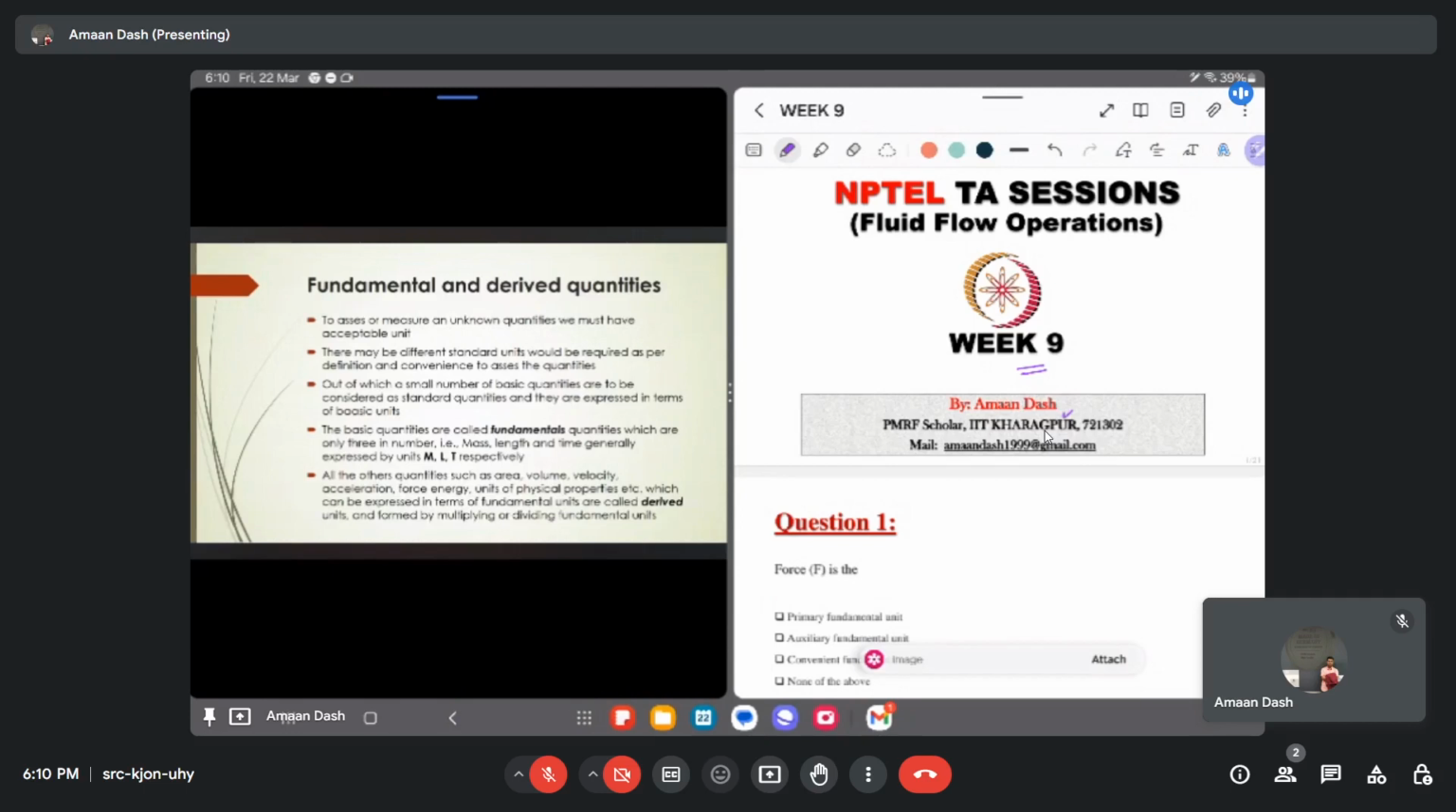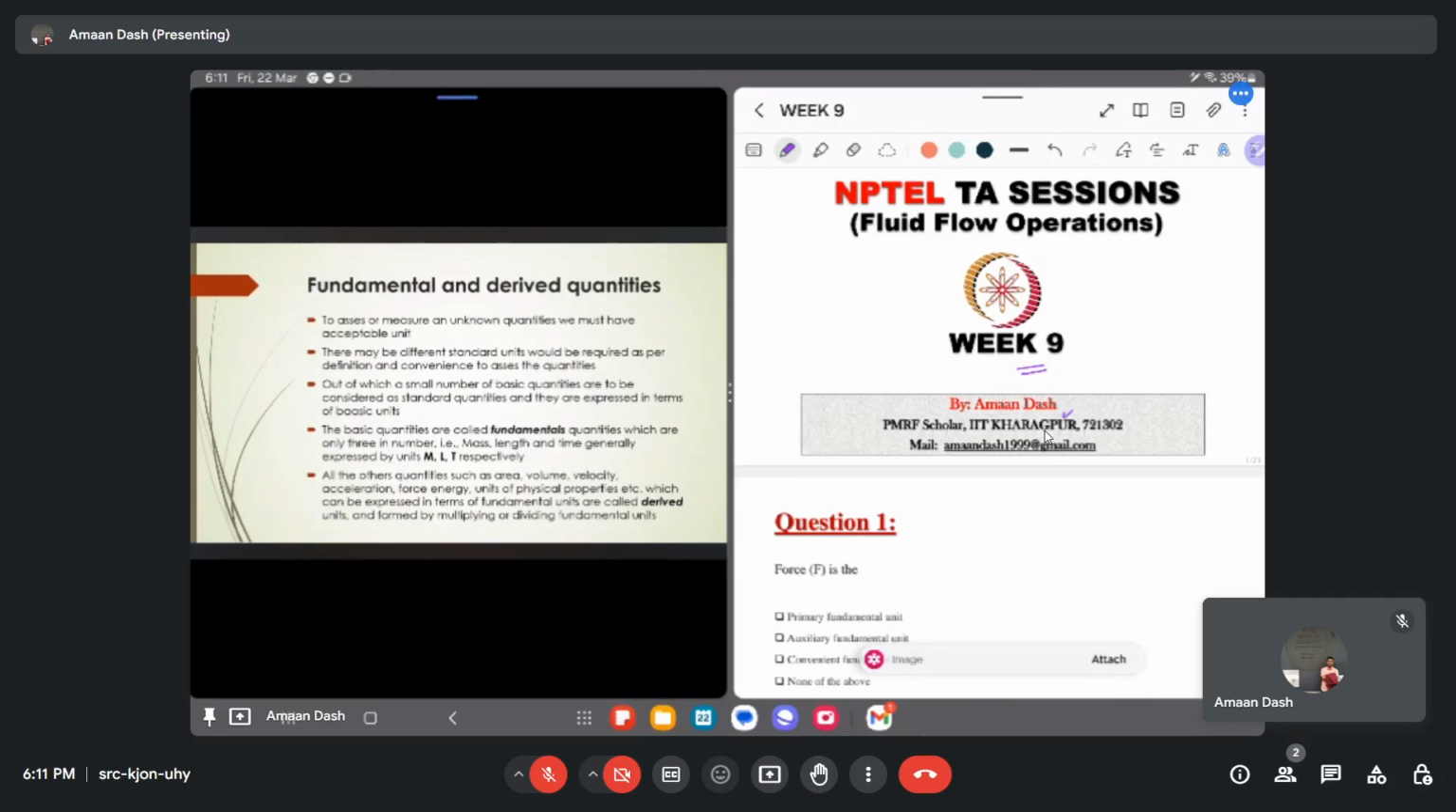Now, these are something that we need to understand. To assess or measure unknown quantities, we should have acceptable units. There must be different standards of units as per the definition and convenience to assess the quantities, out of which a small number of basic quantities has to be considered as standard quantities, and they are expressed in terms of basic units. For example, the basic quantities are called fundamental quantities, which are only three in number, say mass, length, and time, generally expressed as M, L, and T.